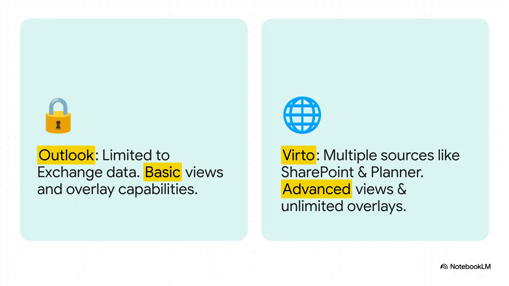This side-by-side really tells the whole story. See, Outlook is a closed system. Virto, on the other hand, opens up your entire Microsoft world. This is a game changer. It means your calendar can finally pull in data from your project plans and planner or vacation schedules living on a SharePoint site, giving you one complete, beautifully color-coded picture.